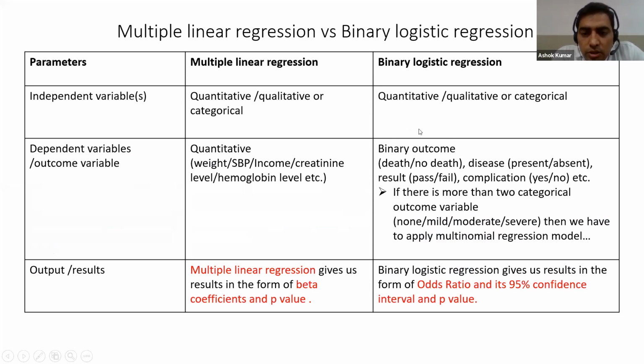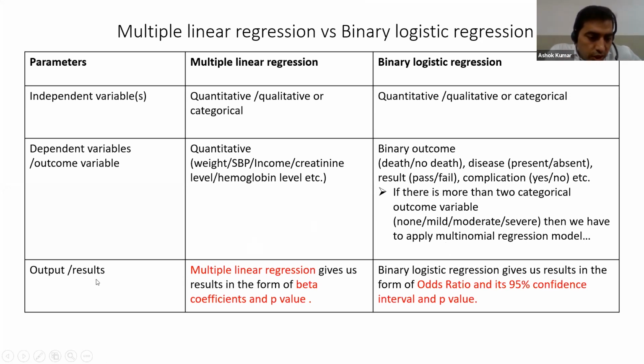But what happens in binary logistic regression? Only a binary outcome: death or no death, alive, disease present or absent, result pass or fail, complication yes or no, etc. If there are more than 2 categorical outcomes, for example none, mild, moderate, severe, there are 4 categories, maybe 3 categories, then we have to apply the multinomial regression model. You have to remember only 2. If the outcome has 2 categories, binary category, then we apply binary logistic regression. If it has more than 2 categories, then we apply the multinomial regression model.